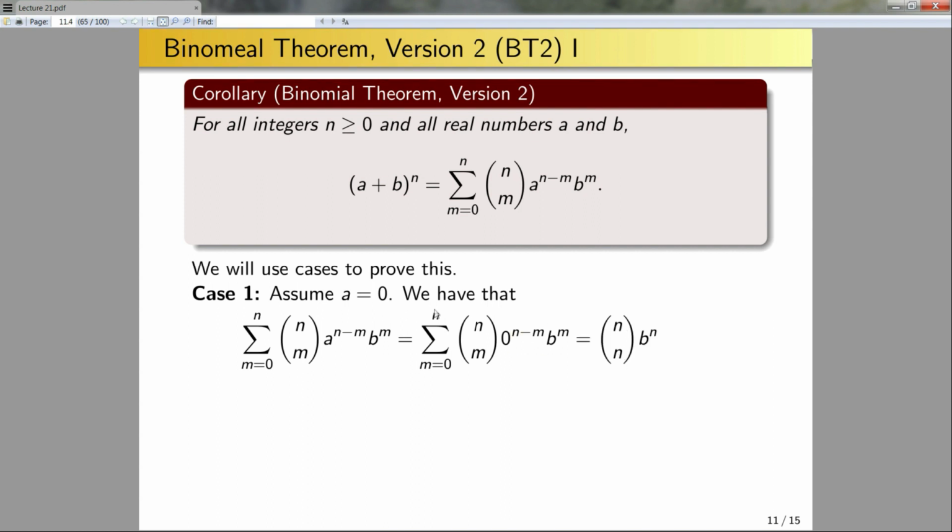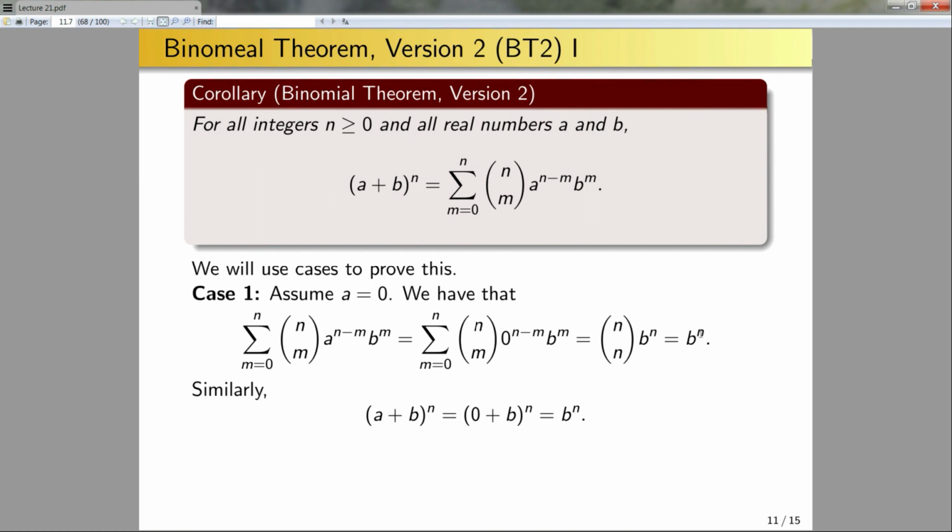I'll plug n in for m, and I get n choose n, b to the n, which is simply equal to b to the n. So that's simplifying the sum here. And on the other side, if I plug a is equal to 0 into this, a plus b to the n is 0 plus b to the n, which is just b to the n.